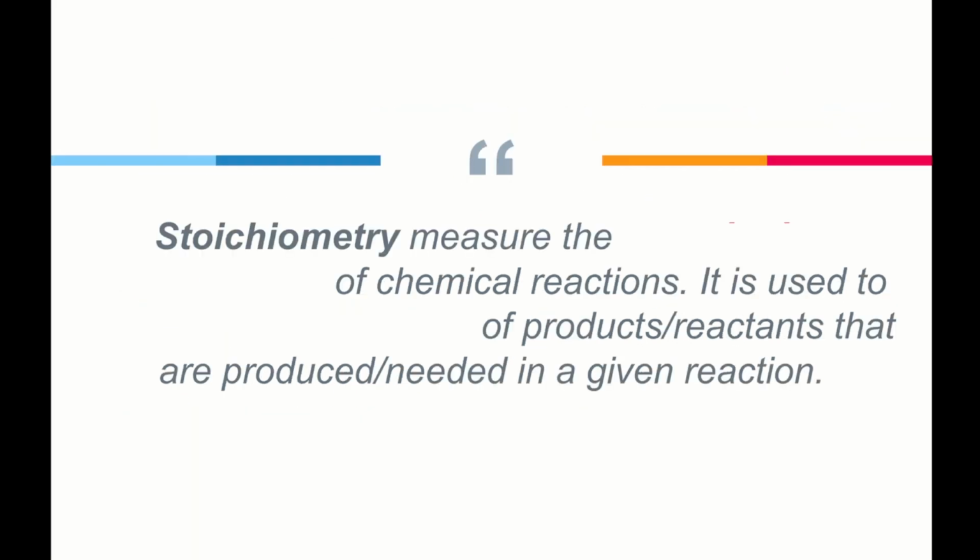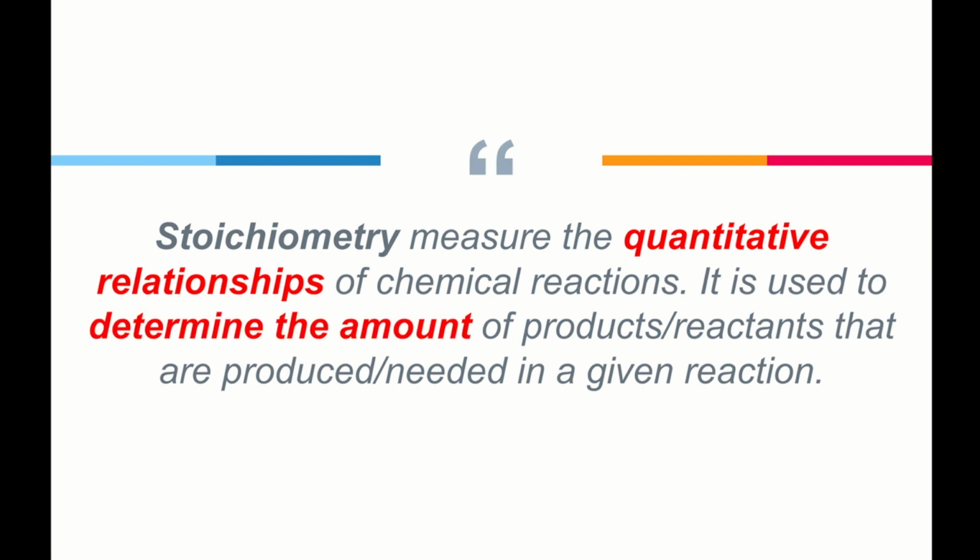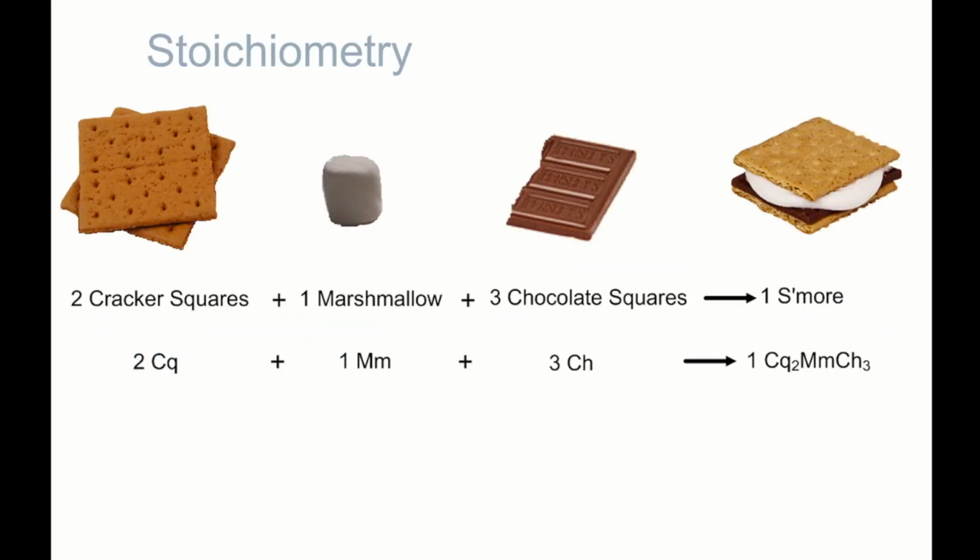In essence, stoichiometry is to measure the quantitative relationships of reactants. It also tells us the amount of product formed. So basically, it just tells you the relationship between the reactants, and between reactants and products. So let's take a look.